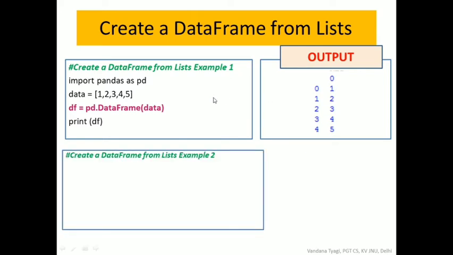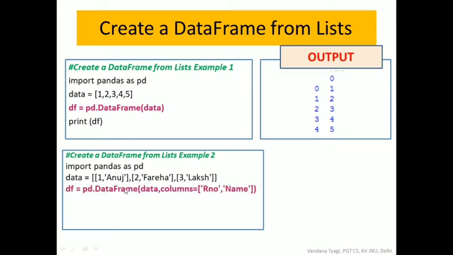Now we can create the data frame from a nested list also. So here I am creating a nested list. Data is equal to, the first list has 1, Anush, the second list has 2, Faria, the third has 3, Lakshay. And again the same syntax. This is the data frame object, df is equal to pd.DataFrame, passing this data as my input, and column values are RNO and name. That means this time I am specifying the column labels. So my labels are now roll number and name. Let's see what output I am getting here.